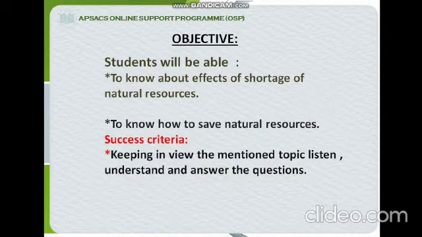Objectives: students will be able to know about effects of shortage of natural resources and to know how to save natural resources. Success criteria: keeping in view the mentioned topic, listen, understand and answer the questions.